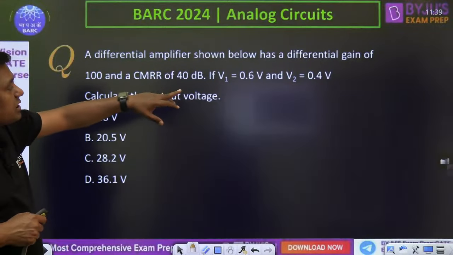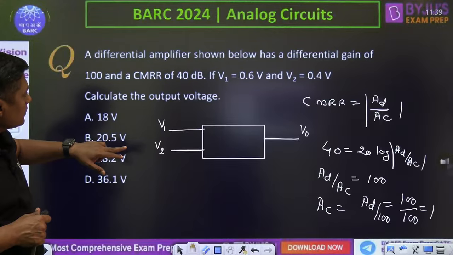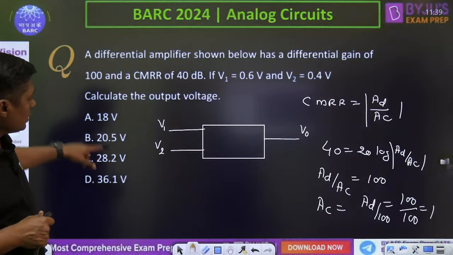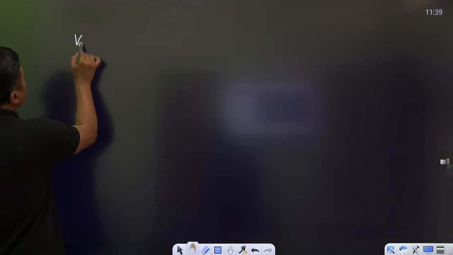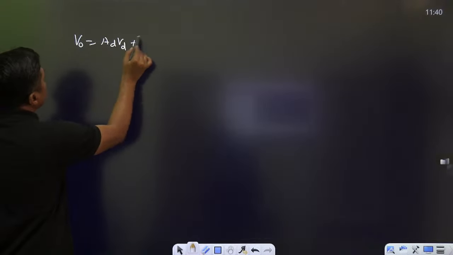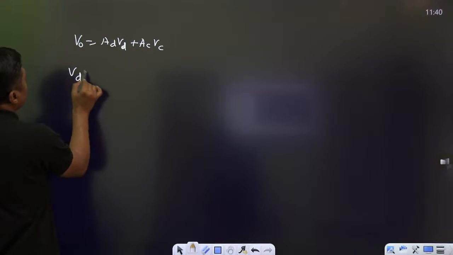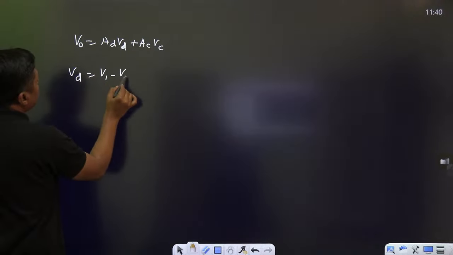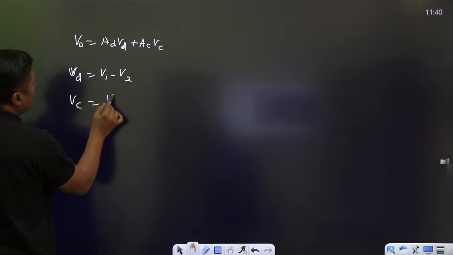If V1 is 0.6 volt, V2 is 0.4 volt, then yes, this one. That is AC. So what is the output here? Output is AD-VD plus AC-VC. What is the VD? V1 minus V2. And what is the VC? V1 plus V2 by 2.